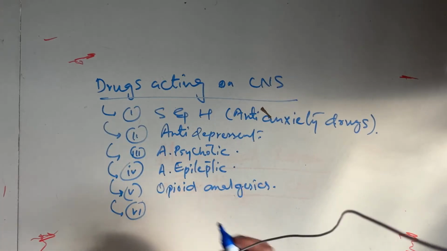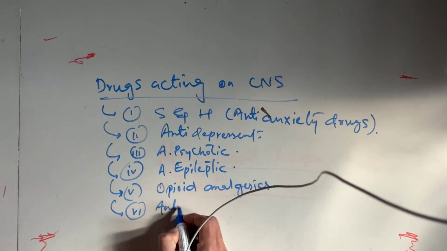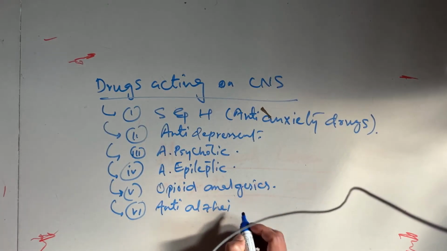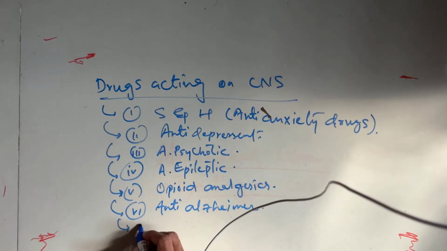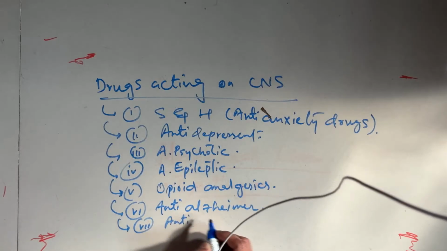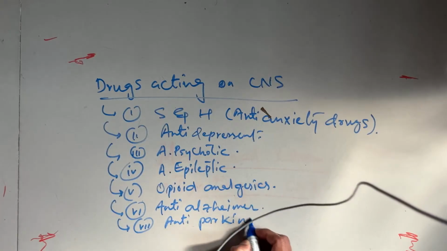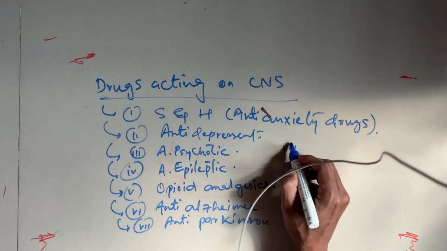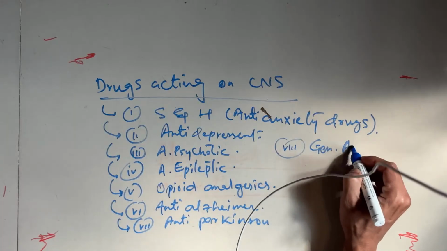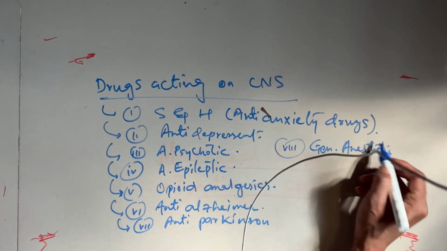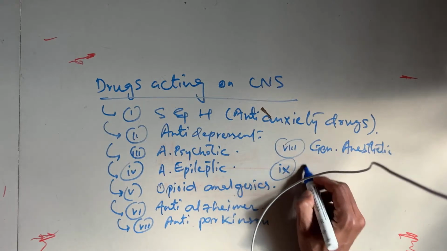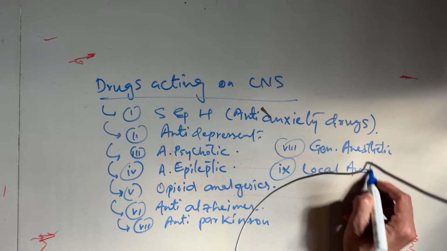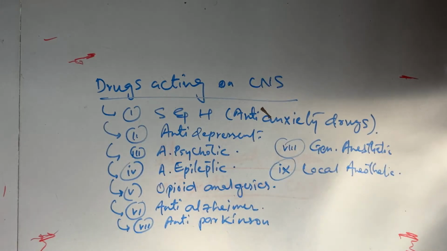Then number 6, anti-Alzheimer drugs. Number 7, anti-Parkinson drugs. Next, number 8, general anesthetics, and number 9, local anesthetics. Okay, so these are the different types of drugs which mainly act on the central nervous system.